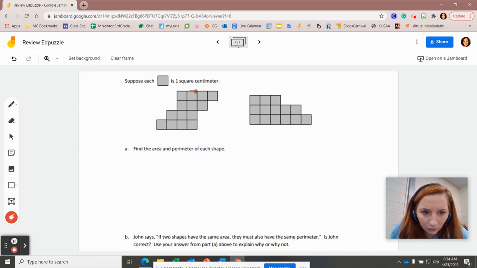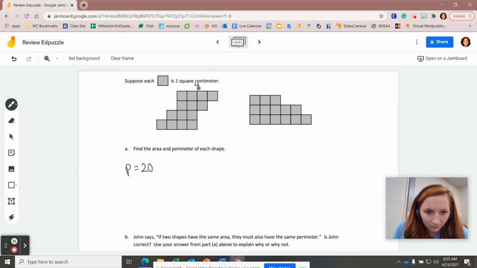1, 2, 3, 4, 5, 6, 7, 8, 9, 10, 11, 12, 13, 14, 15, 16, 17, 18, 19, and 20. I'm back to where I started. So our perimeter equals 20.